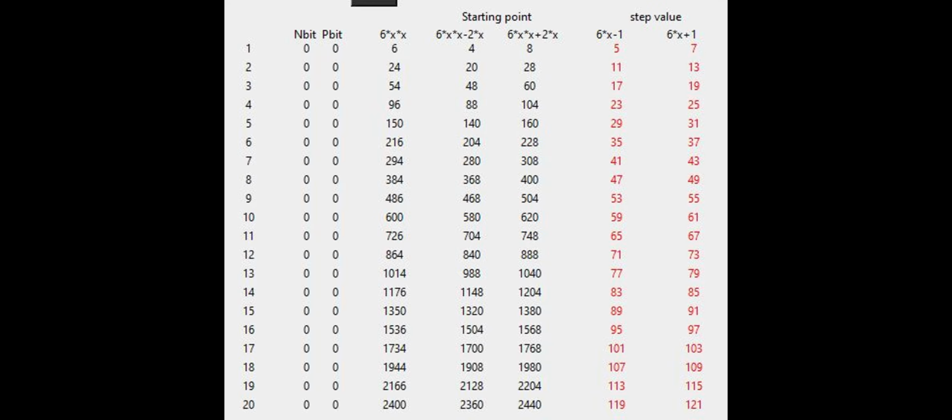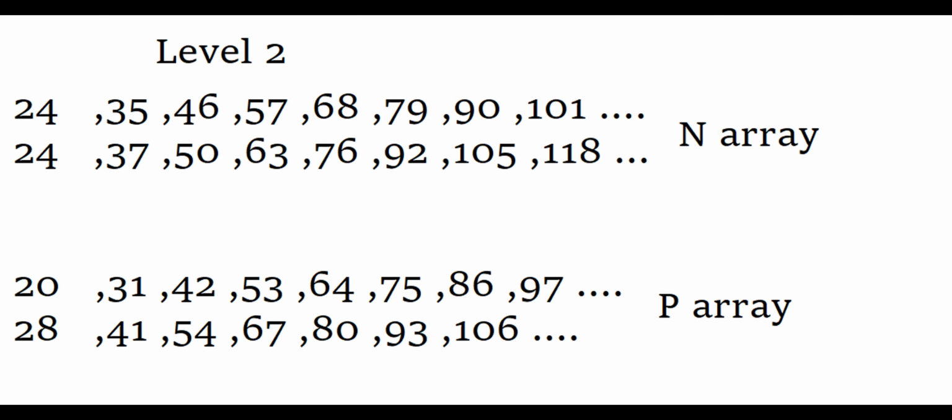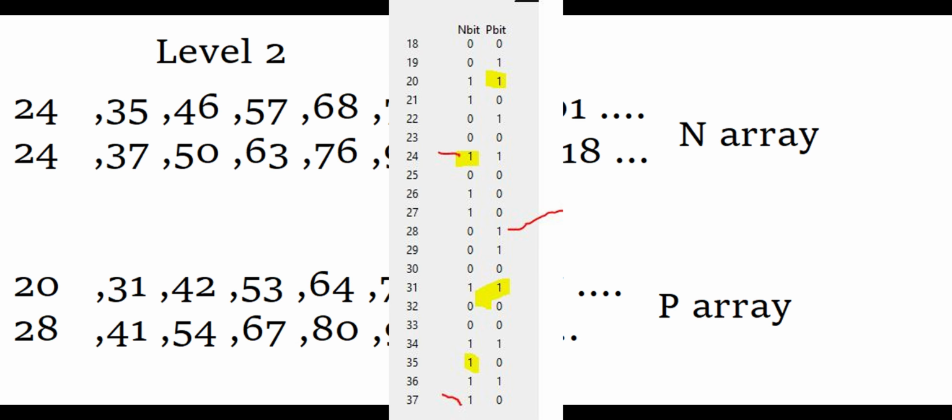We now move on to the second level of the sieve. As we can see, 6x squared is going to be 24, where 6x squared minus 2x will be 20, and 6x squared plus 2x will be 28. These will be the start points, and the steps now are 11 and 13. So we'll see how that affects the array. You can see at level 2 how we're setting every 11th bit and every 13th bit of both the N and the P array from their start position. These steps of 11 and 13 go all the way to the end of both the N and the P array.